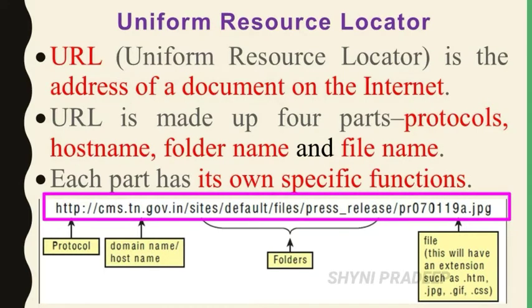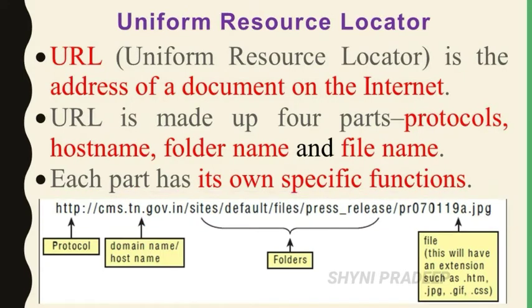See here, one URL is given. Here the first part is what? Protocol. HTTP is a protocol. Next, cms.tn.gov.in is a domain name. And next, site's default files press release is the folder name. And next, pr.jpg is a file name. This URL is made up of these 4 parts. What are they? Protocol, domain name, folders, file name.